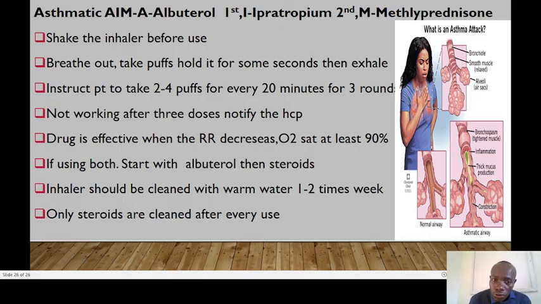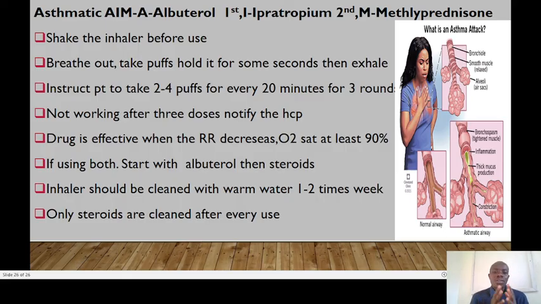So if you're using both a bronchodilator and an anti-inflammatory, especially steroids, remember to start with albuterol, then steroids. Steroids are slow in action, so don't start with steroids, please. You have to start with albuterol. The inhaler should be cleaned with warm water 1 to 2 times a week for the rescue inhaler. If it's a steroid inhaler, it has to be cleaned every time you have a session. So only steroids are cleaned after every use.